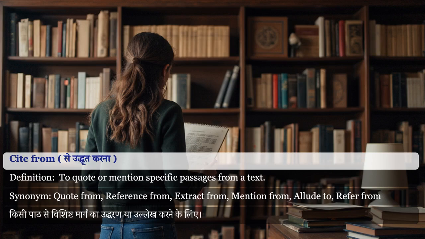Cite from. To quote or mention specific passages from a text. Synonyms: quote from, reference from, extract from, mention from, allude to, refer from.